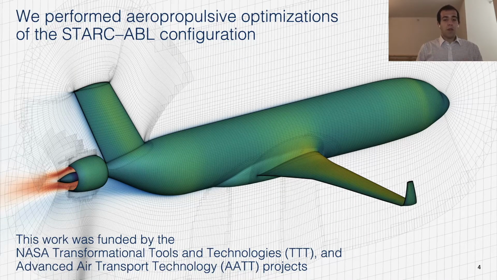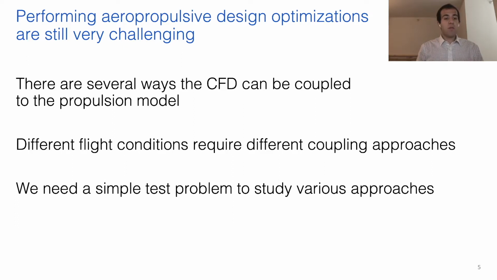And to study BLI, we've been performing aeropropulsive design optimizations of the Stark ABL configuration over the past year. And what this work has showed us is that performing aeropropulsive design optimizations are still very challenging. There are several ways the CFD model can be coupled to the propulsion model, and different flight conditions require different coupling approaches. So we realized that we needed a simple test problem to study various coupling approaches.